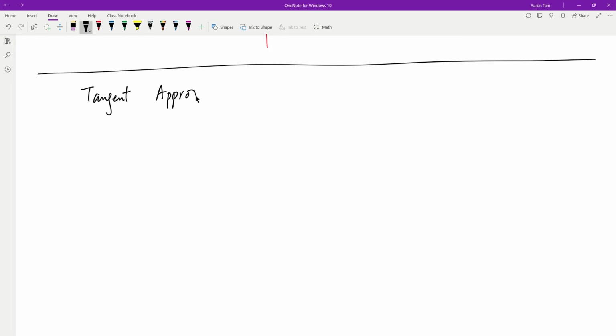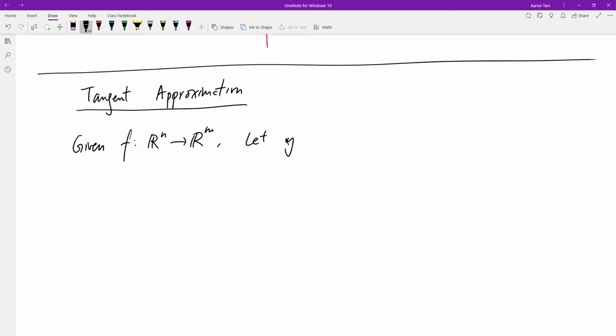Tangent approximation formula. So this formula basically would work with any type of function, regardless of whether it's real valued or vector valued, single variable or several variable. And this formula basically states the following. Given a function f that maps from Rn to Rm, let's say vector y is equal to f of vector x.